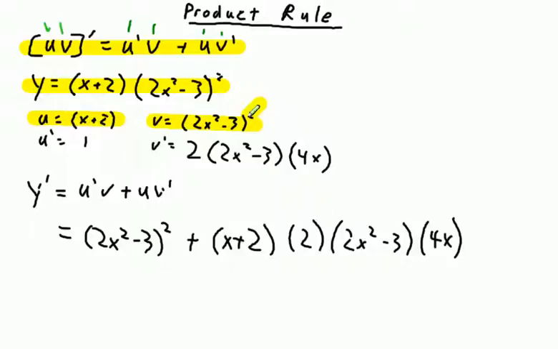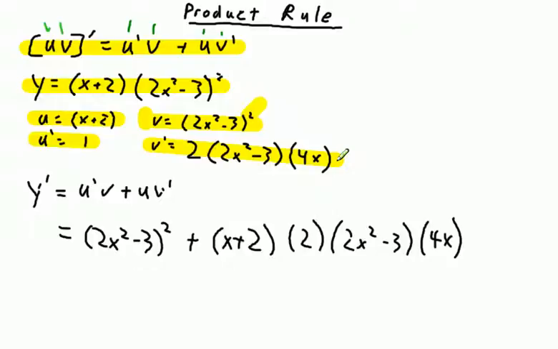Now, what's the derivative of x plus 2? Well, that's just 1. What's the derivative of v? Well, here we just applied the chain rule. The exponent 2 comes down out in front. The original quantity in the parentheses stays the same. And then the derivative of the inside, 4x, is multiplied on at the end.